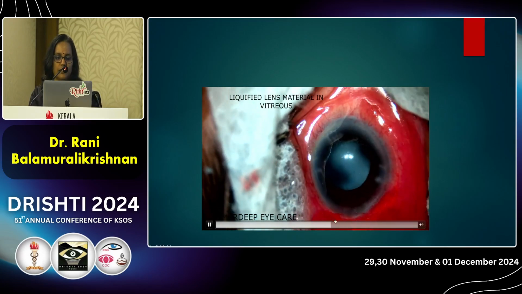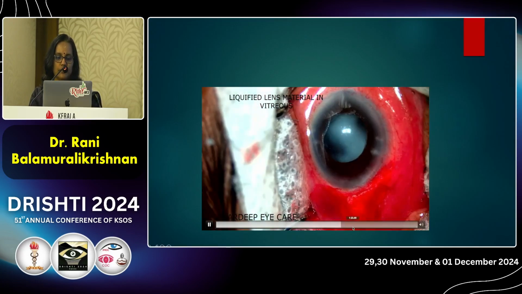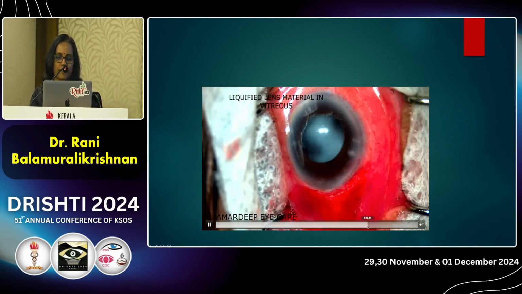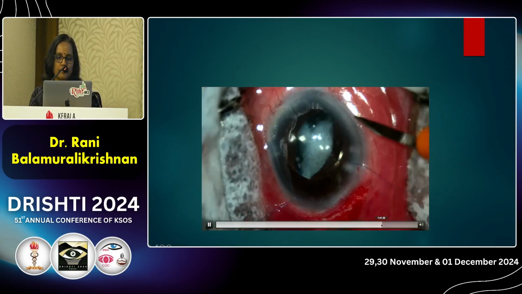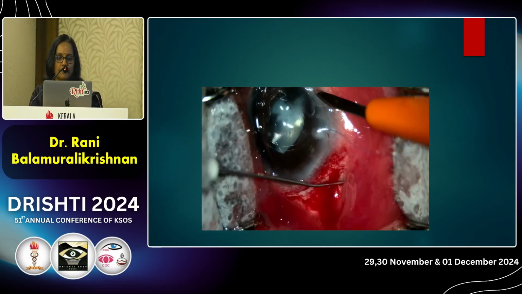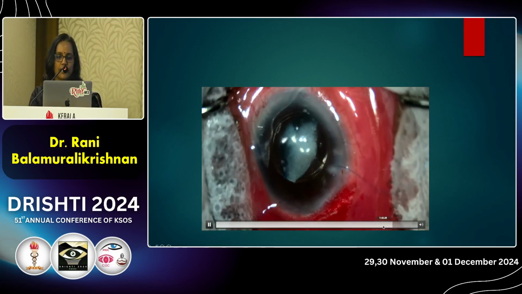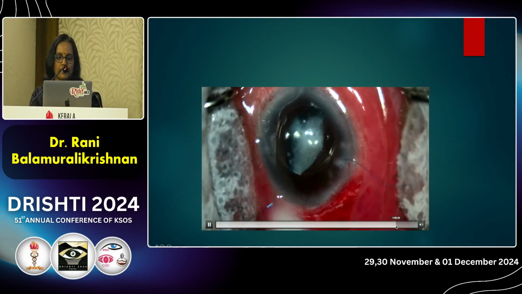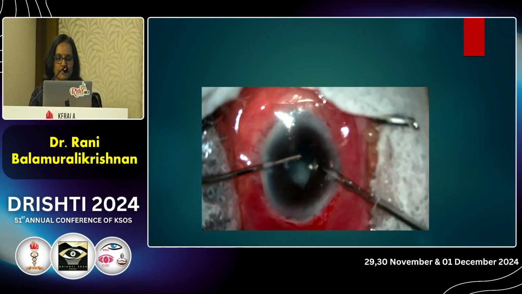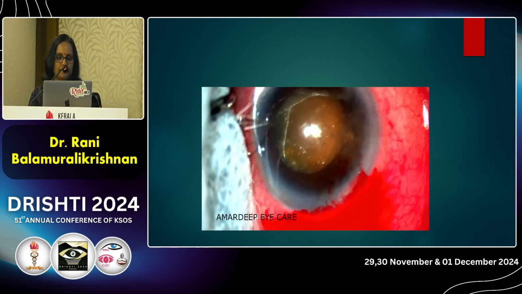Once you put the IOL and suture it into the iris, with the help of an anterior vitrectomy, you can make a posterior capsulotomy and remove the lens material along with the vitreous cutter.